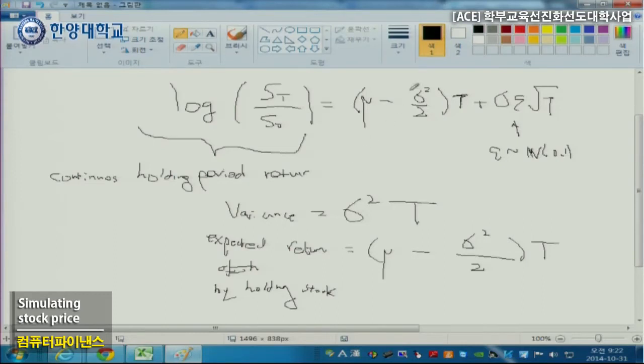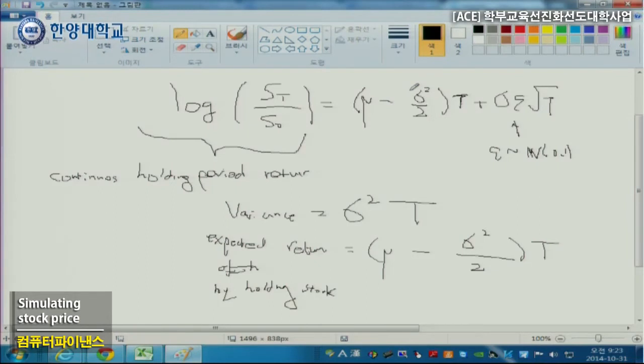So mu is like return per period. What do we expect as return? And then this whole thing is how much we will make in expectation by holding the stock for the next t periods. So by multiplying t, if expected return is 1% per year, if we hold 1 year, it's 1%, and 10 years it should be 10%, something like this. So multiplying by t makes sense.